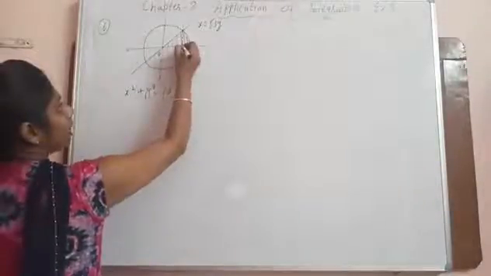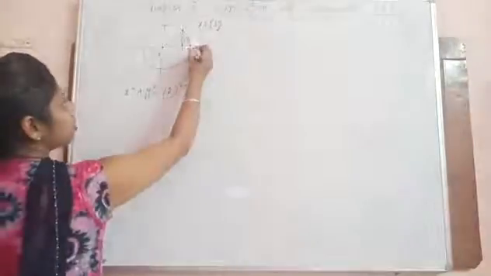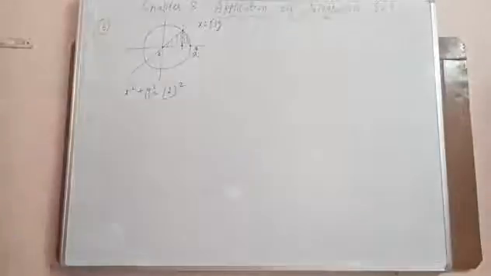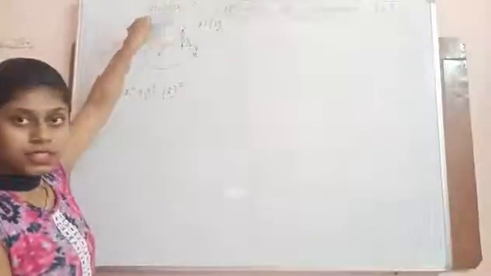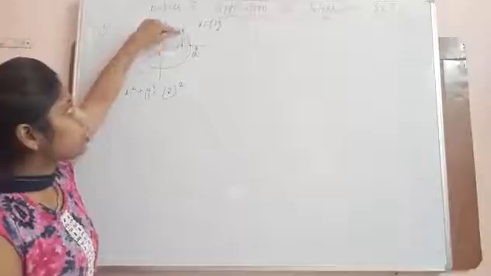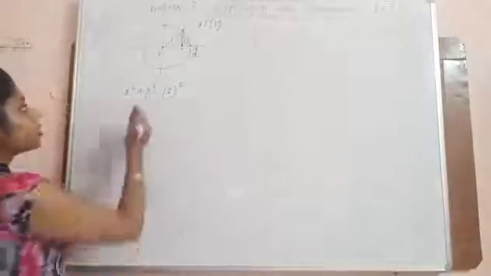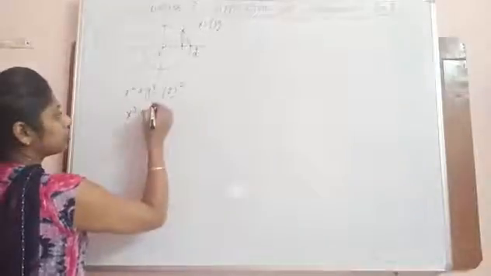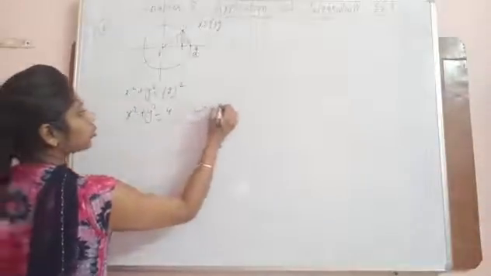Firstly, we have to find this point. How will we find this point? This point is the intersection of this line and this circle. This point and this point are the same for the x-axis. So x square plus y square equals 4 and x equals root 3 y.